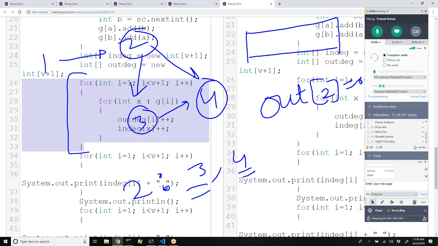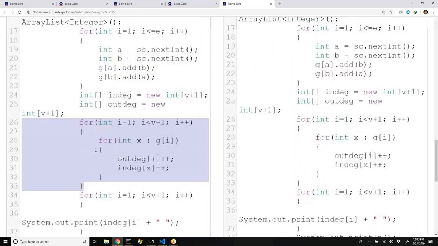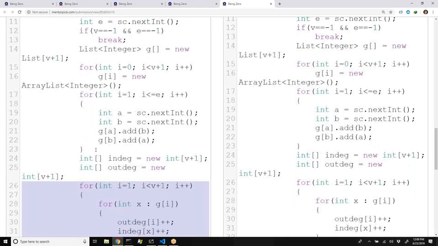And then for in degree, I am just using the x. So if x is 3, I am increasing in degree of 3. If x is 4, I am increasing in degree of 4. Yeah, fair. That looks fine. That logic. So number of edges.